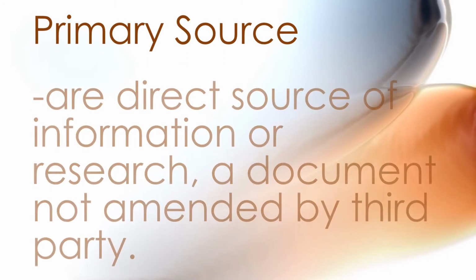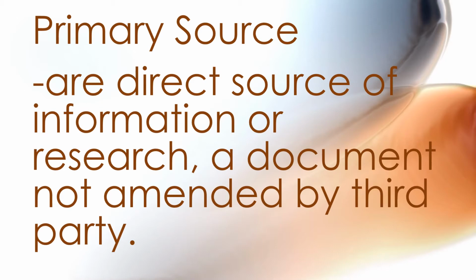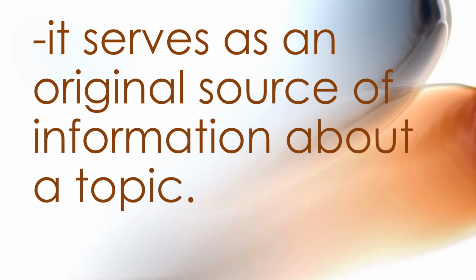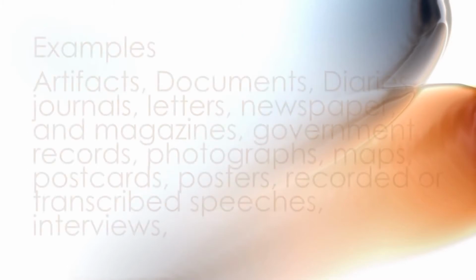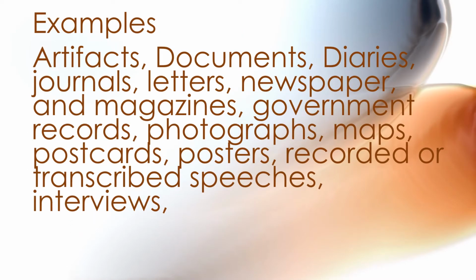Primary sources are direct sources of information or research, a document not amended by a third party. So meaning this is an original source. It serves as an original source of information about the topic. Examples, you have artifacts, documents, diaries, journals, letters, newspapers and magazines, government records, photographs, maps, postcards, posters, recorded or transcribed speeches, and interviews.